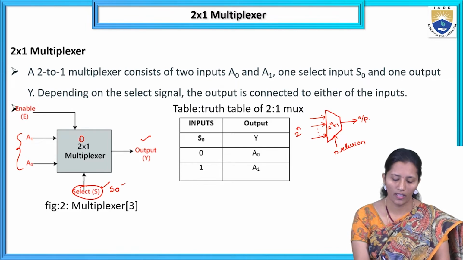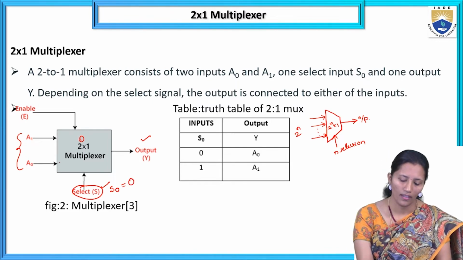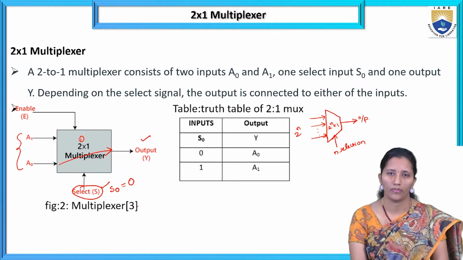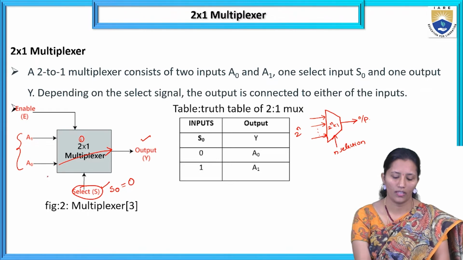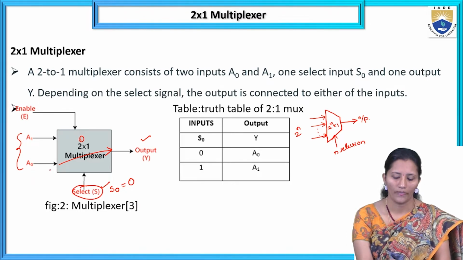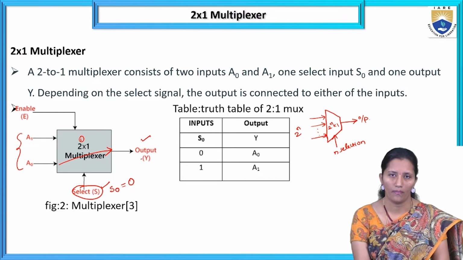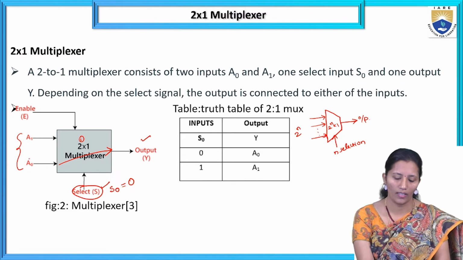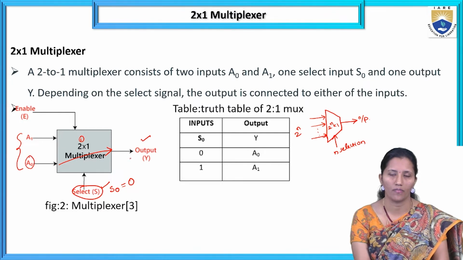Okay, if S0 is 0, then A0 will be mapped to your output. A0 signal will be transmitted to the output. That is, whether A0 is 0, you will get the output 0. If A0 is 1, you will get output 1. So whatever the data present in A0, that will be transmitted to the output if S0 is 0.